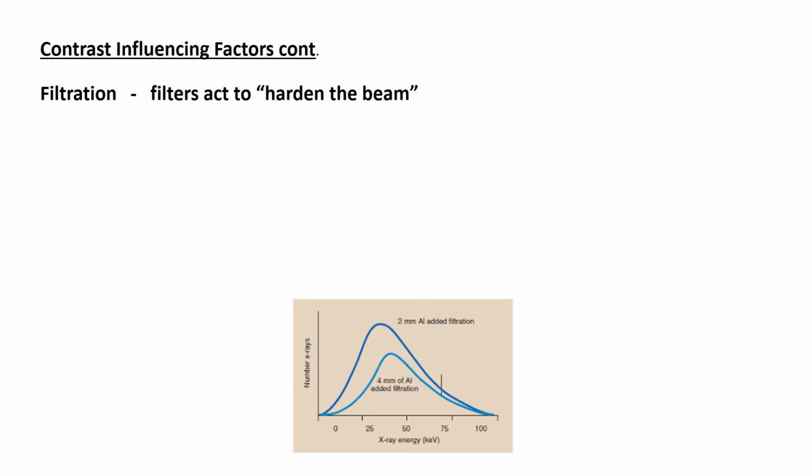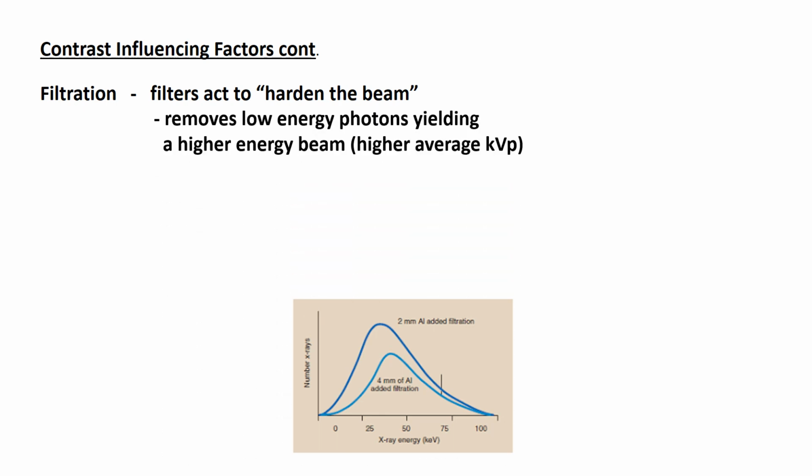Now, filtration. Filtration does have an effect on contrast. We remember what we learned about density with filtration. Now let's think about contrast. What does filtration do, I should say? Filtration hardens the beam. And what does this mean, hardens the beam? We're getting rid of the low energy photons. So remember, your beam is heterogeneous, lots of different energies. If I get rid of the low numbers, I'm left with the high numbers, a higher energy beam, higher average kVp.